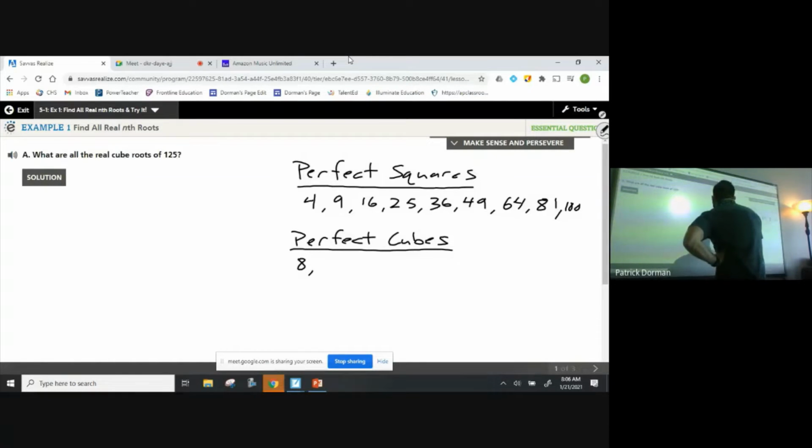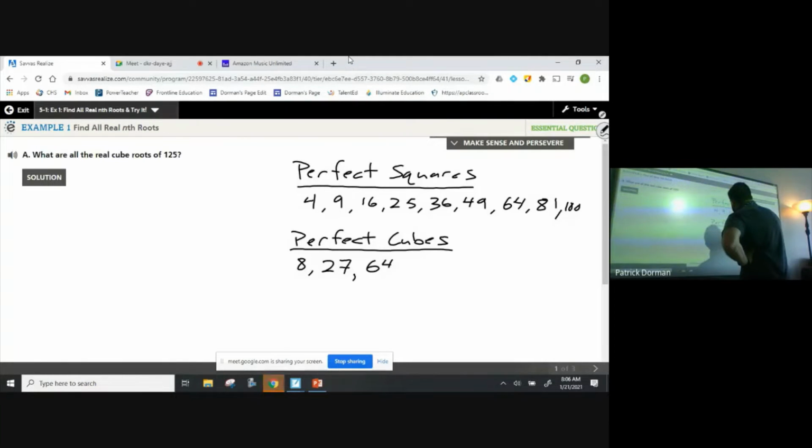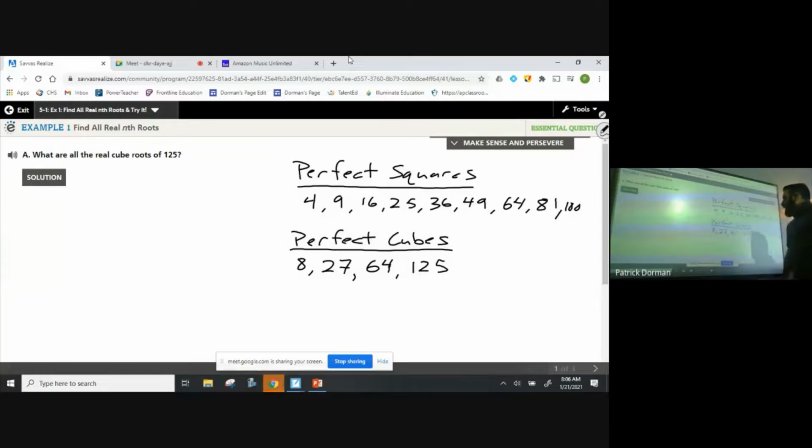So 2 times 2 times 2 is 8, 3 times 3 times 3 is 27, 4 times 4 times 4 is 64, 5 times 5 times 5 is 125. I don't think you'll ever get to 6. So the perfect cubes that you have to have memorized, there aren't many of them.